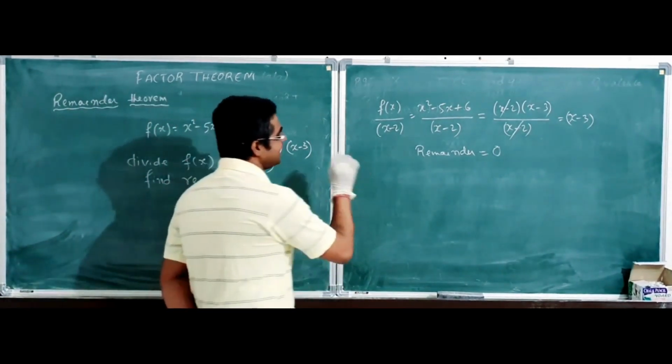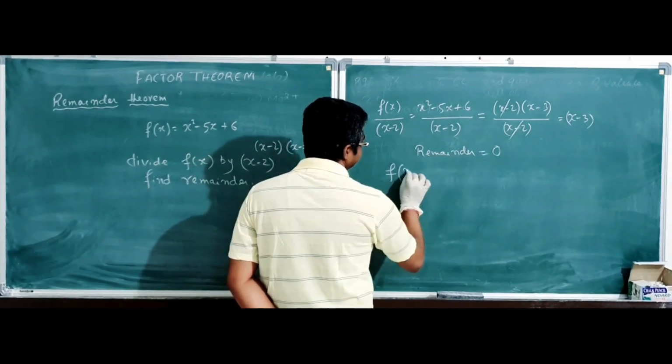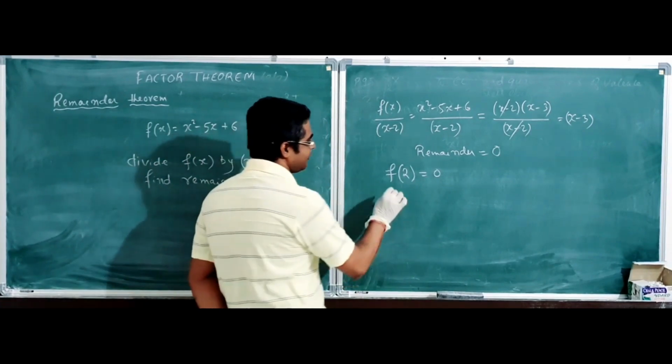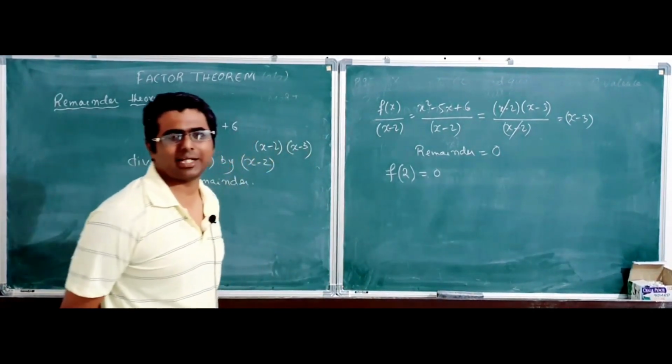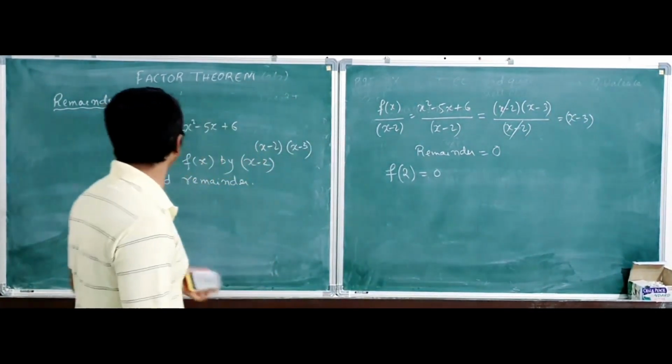And we have already seen, in this case, we are dividing with this, f(2) is equal to 0. What does this mean? That when I am putting this f(2), I am getting the remainder, nothing else. In this case, the remainder is 0. That's why we have got 0.